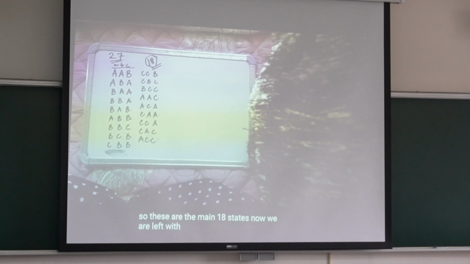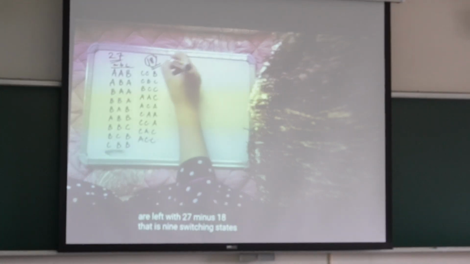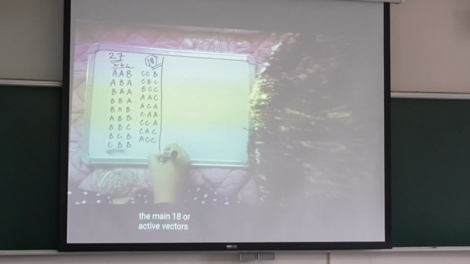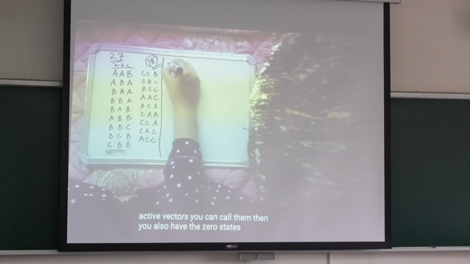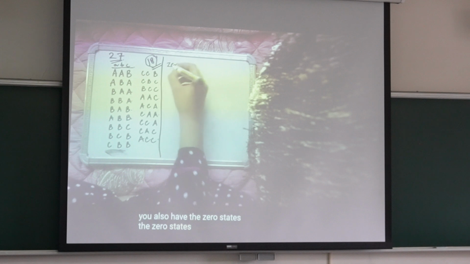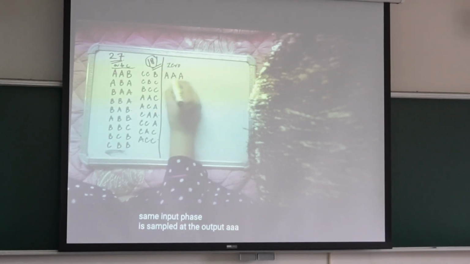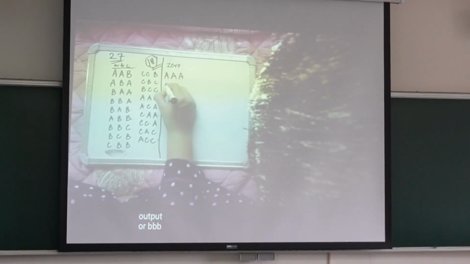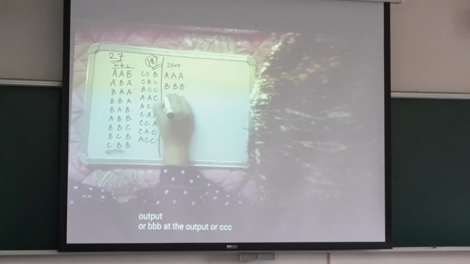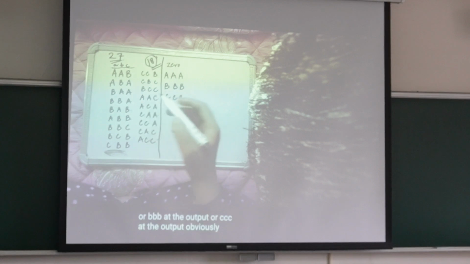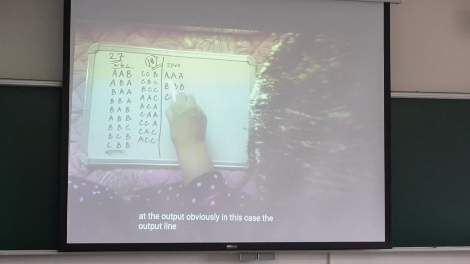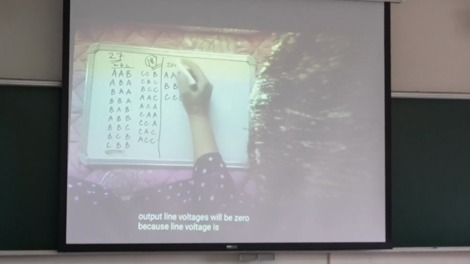Now we are left with 27 minus 18, that is 9 switching states. These 18 are the main active vectors, you can call them. We also have zero states. Zero states are ones in which the same input phase is sampled at all the outputs: AAA, BBB, or CCC. Obviously, in this case, the output line voltages will be zero, because line voltage is what?